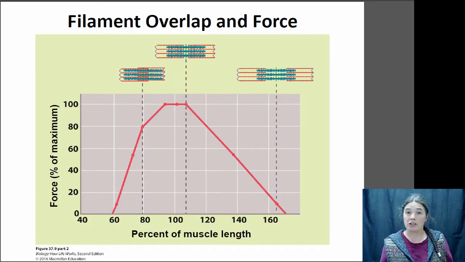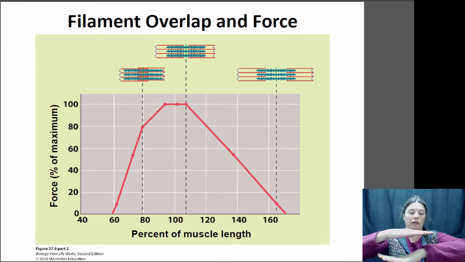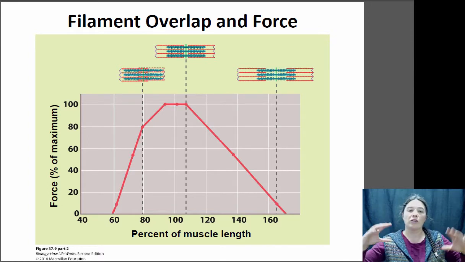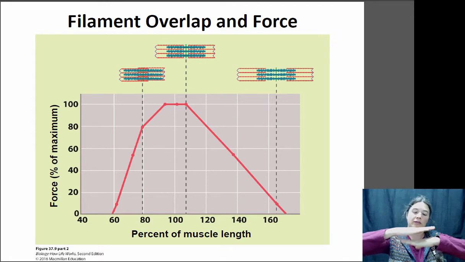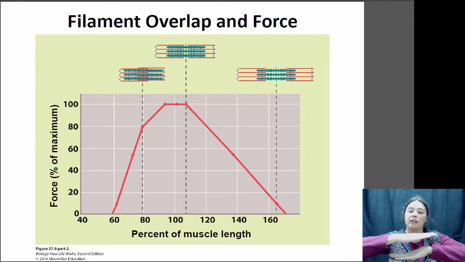So that contraction, of course, the force that's caused by the contraction is the greatest when a lot of those little myosin heads are in contact. So there's kind of an optimal level where the actin and myosin are overlapping enough that there's a lot of those heads in contact, and that's when you're going to be able to exert the most force with your muscle.